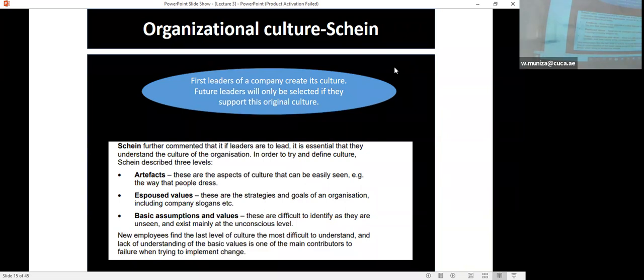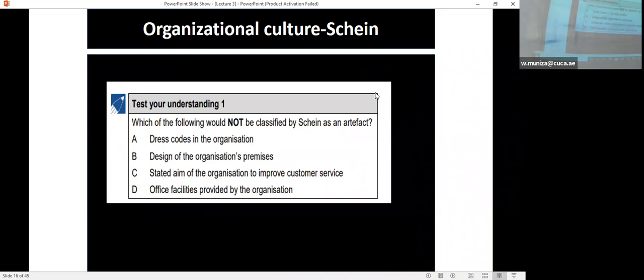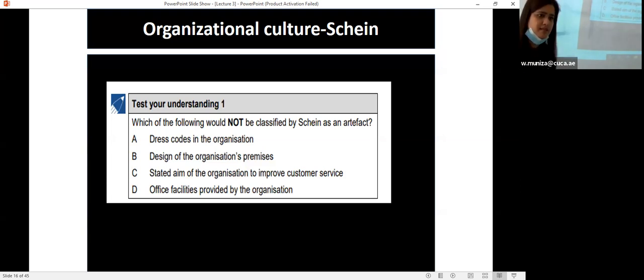Is everyone clear? Have a look at the slide once again. Students, understanding number one. Which of the following would not be classified by Skeen as an artifact? So Skeen told that artifacts are what can be easily seen. Dress codes in the organization, is it not an artifact by Skeen? It is an artifact. Dress codes can be seen. Design of the organization's premises, is it seen? Yes, it is an artifact by the definition of Skeen.